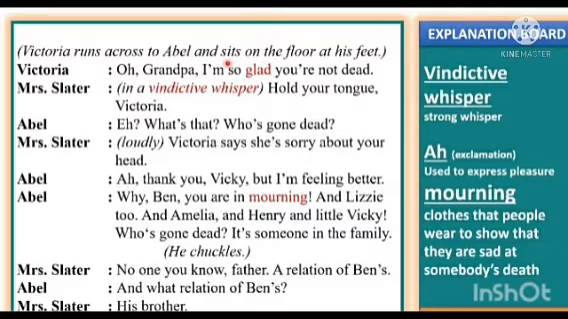Then Mrs. Slater said, in a vindictive whisper, "Hold your tongue, Victoria." Here vindictive whisper means strong whisper. She deliberately says that in a very low voice. Hold your tongue means here be careful of your words. She warned her daughter, so don't speak like that. She gave instructions to her daughter.